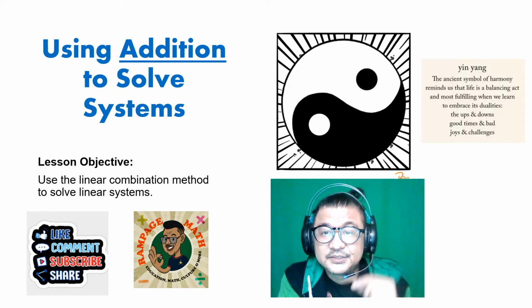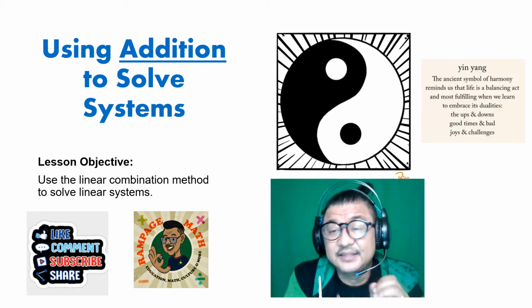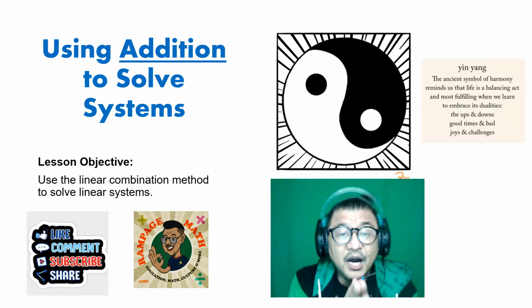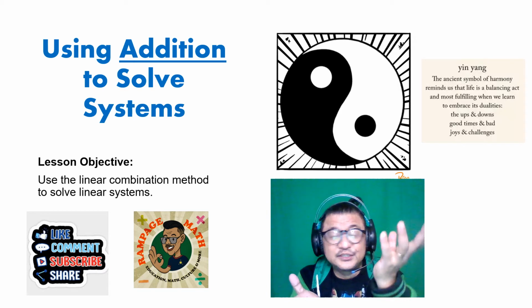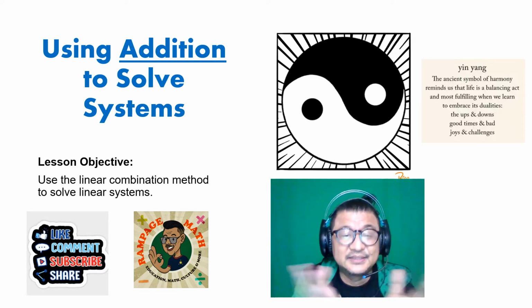Okay, that symbol on top is called the yin yang. Yin yang is like an ancient symbol of harmony. It's the good versus the bad, and the joys and the challenges in life. It balances, right?